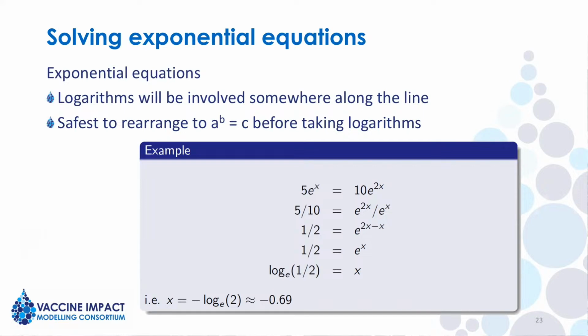And that's where we can jump in with our logarithm. So again, the reverse of exponentiation. So we've got log base e, or natural log, of a half is equal to x. And we've solved our equation. Okay. And then if you want a numeric value of that, you can put it into R or Wolfram to get a value for that as well.